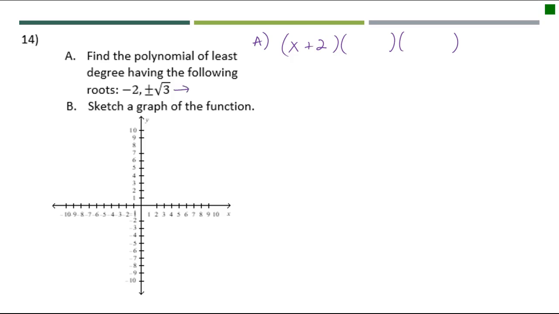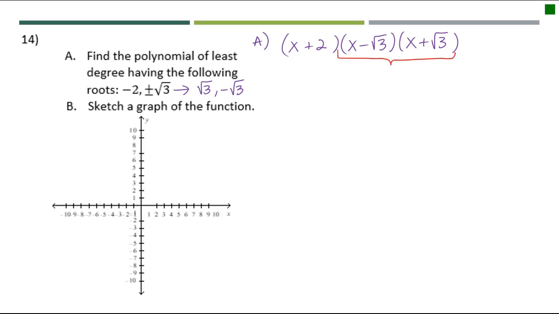This one here, just so that you know, it's the same as the square root of 3 and negative square root of 3. It's just written combined with a plus or minus, so it is two answers. So I'm going to say x minus the square root of 3 and then x plus the square root of 3. Now I have conjugates, which means I have two things that are identical except for the sign in between. And I'm talking about these two right here.